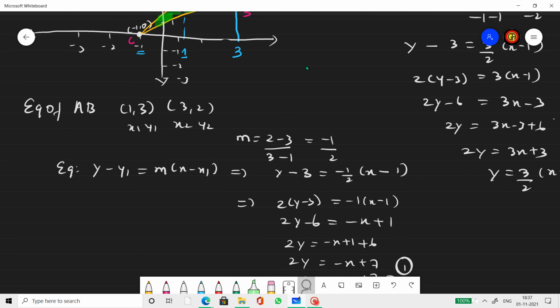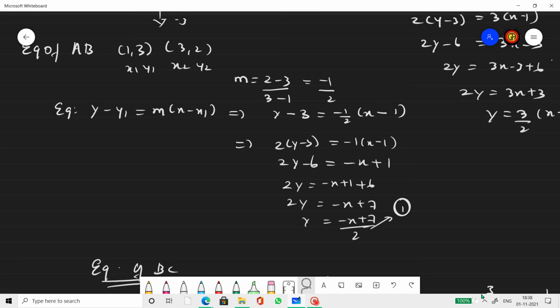A and B coordinates are given to us, which are x1, y1 and x2, y2. So you find the slope, which is minus 1 by 2. Then we use the point slope formula: y minus y1 equals m times x minus x1. So you get this. Simplify this. Anyway, we are going to integrate with respect to dx, so try to keep the equation as y in terms of x.